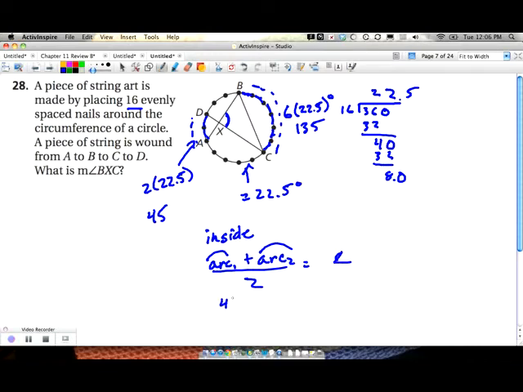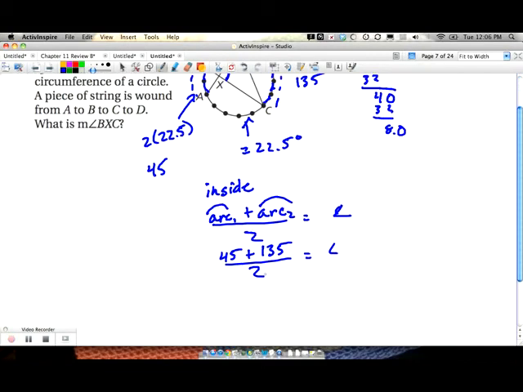Okay, so the two arcs in this case are 45 and 135, divided by 2. That's going to be our angle. So if we simplify it just a little bit more, 45 plus 135 is going to be 180. So 180 divided by 2 equals our angle. Wow, that's kind of interesting. It actually equals 90 degrees. It's that angle.